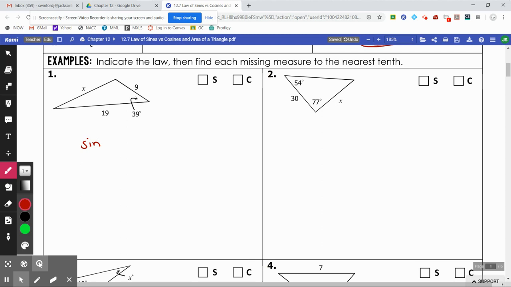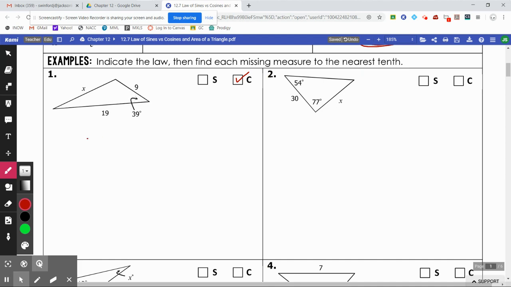So we've got the sine of 39 over x equals. Well, do you notice that we don't have any other angles? Here's another good way of doing it. If you're given an angle across from a side, you should be able to use law of sines. So here we have this angle, and that's the only angle. We don't have the side across from it, so we're going to have to use the law of cosines here.